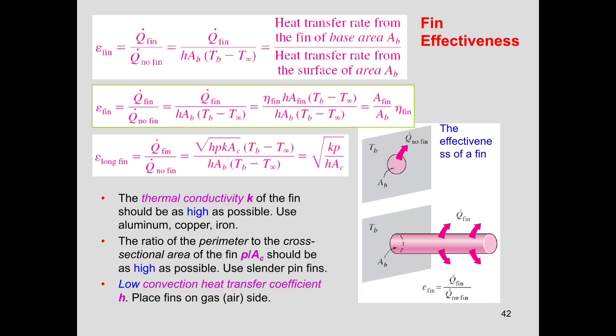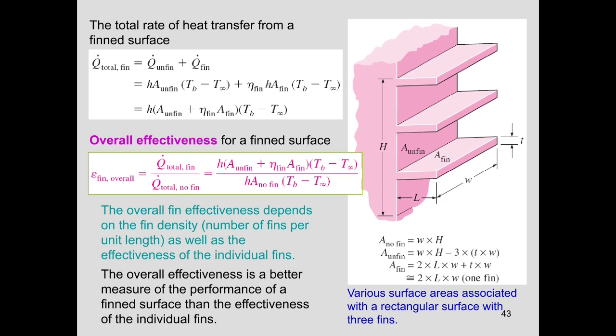So for a very long fin we can find the effectiveness of fin is equal to square root of k P divided by h A_c. So what is effectiveness? Effectiveness is the ratio of the heat transfer rate from the fin to the heat transfer rate when there is no fin available. Okay. So these are some concepts.